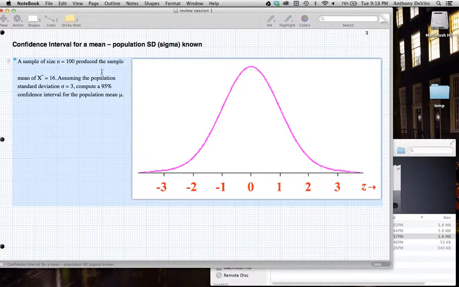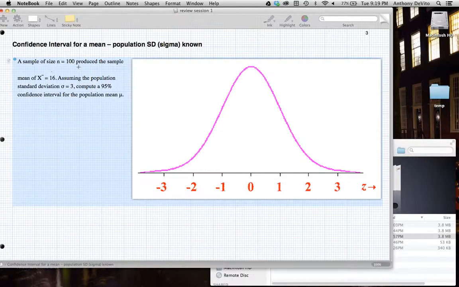Okay, so let's take a look at this example. We're going to calculate a confidence interval for a mean where the population standard deviation is known. Exactly the situation that I told you that we're not going to run into very much in real life, but this is going to be our starting point.